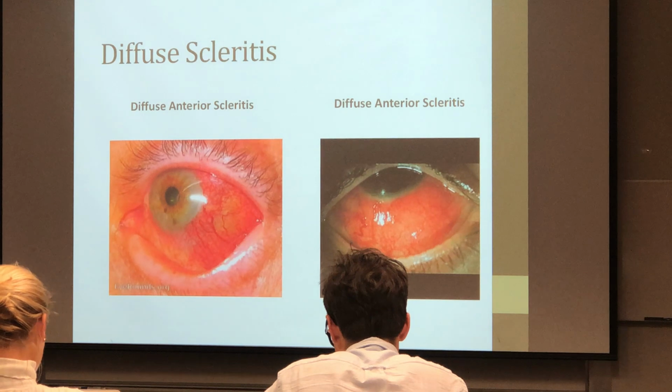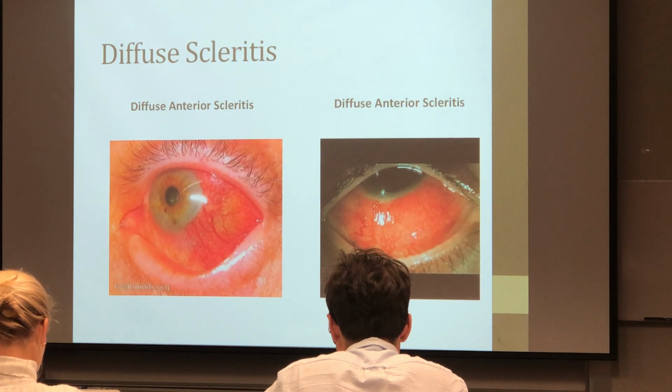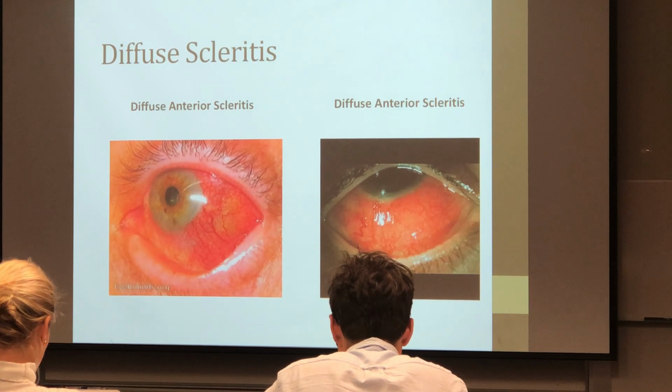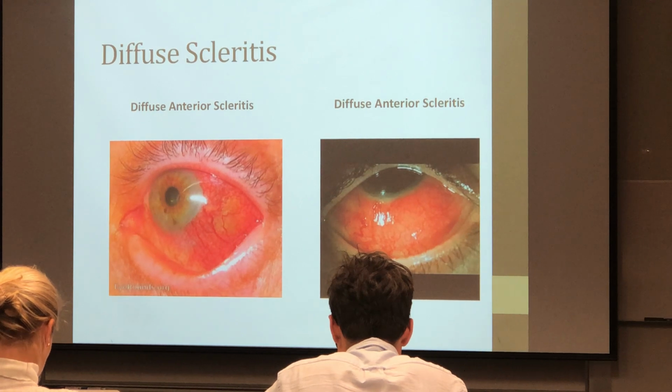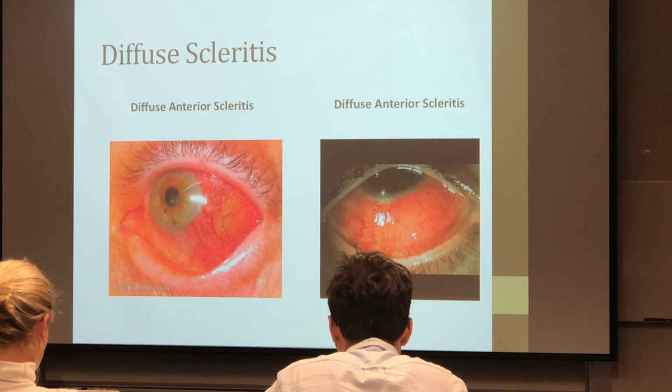Now, with scleritis, it's important to determine which form of scleritis it is. So I'm going to show you the four major forms of scleritis, because it's very helpful to know what form, because that will help you decide how to start your treatment. Unlike uveitis, treatment of scleritis is not necessarily a stepwise program.